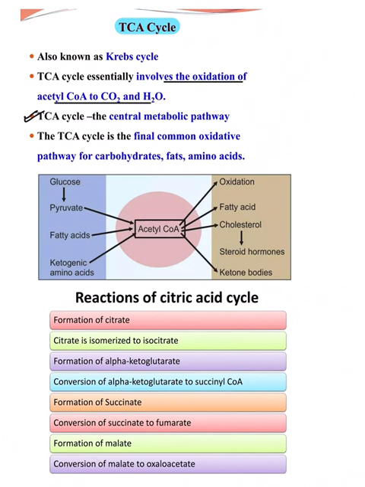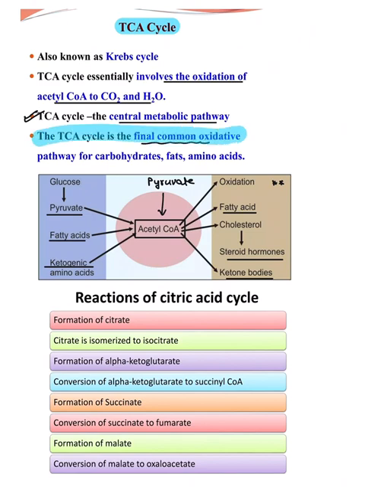You know that glycolysis produces pyruvate, and this pyruvate is converted to acetyl CoA. Fatty acids can be converted to acetyl CoA. Ketogenic amino acids like leucine and lysine may be converted to acetyl CoA, and this acetyl CoA further goes to form fatty acids, or hormones, or ketone bodies. So this is the central metabolic pathway that links everything. It is the final common oxidative pathway for carbohydrates, fats and amino acids. This is important.